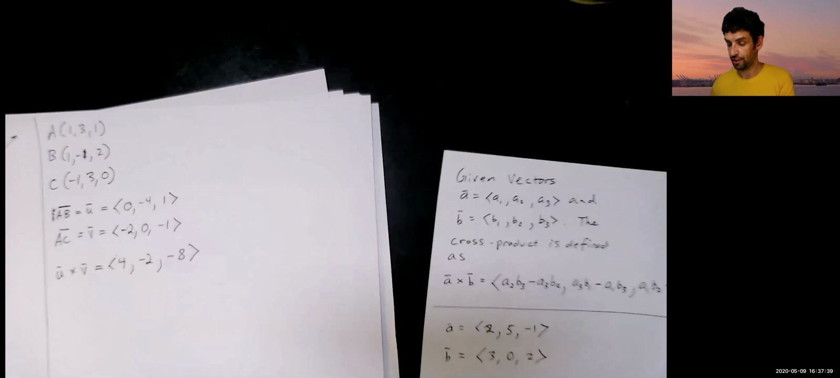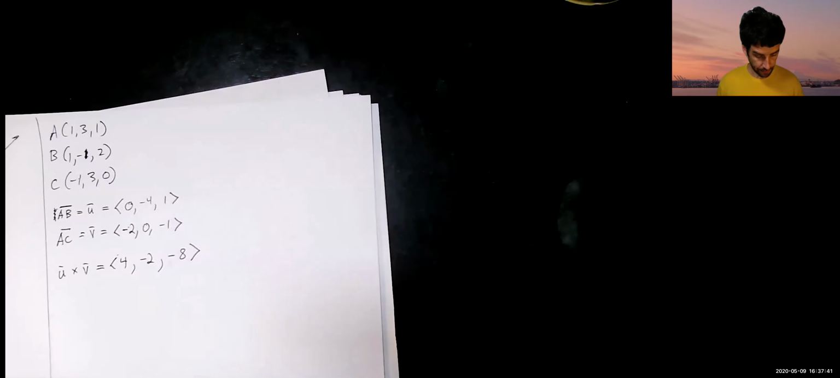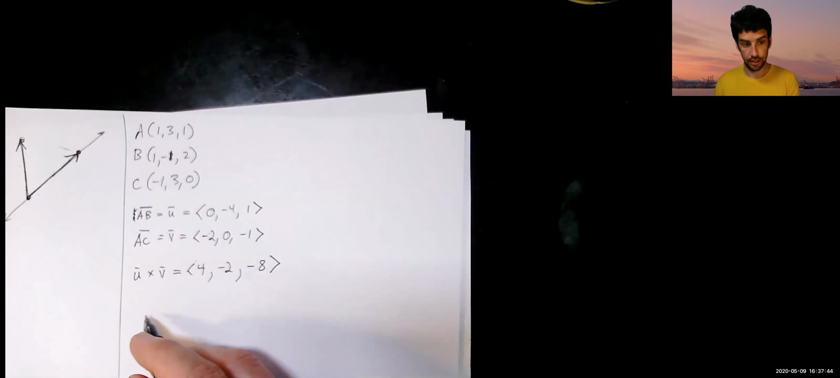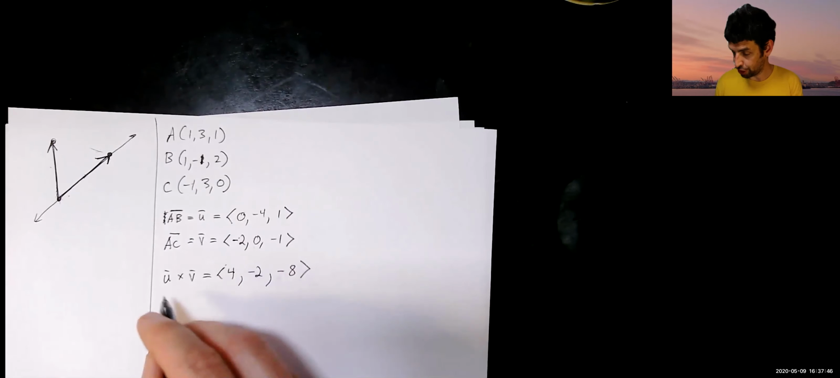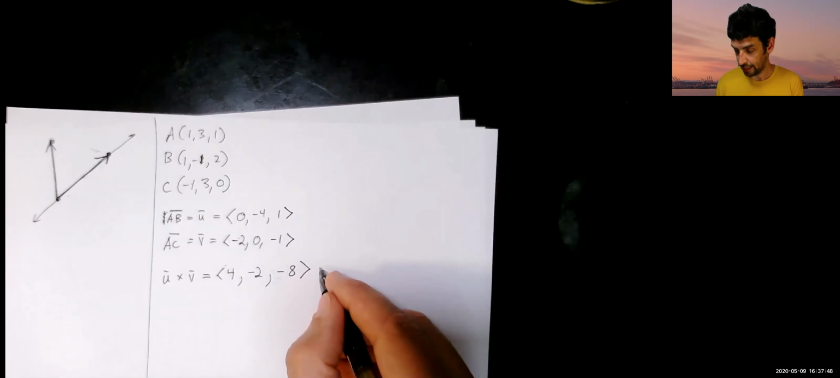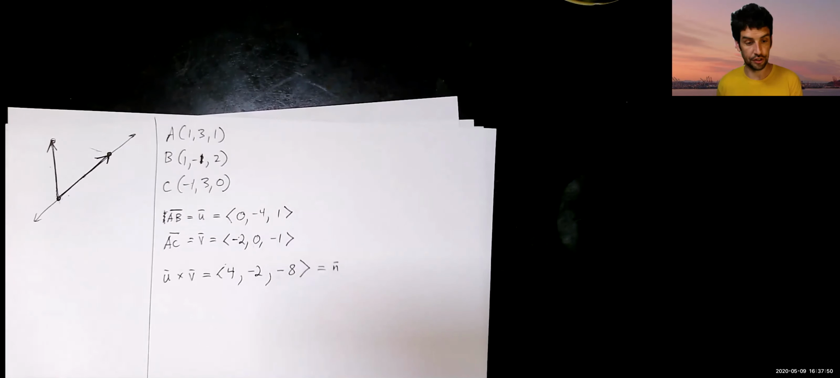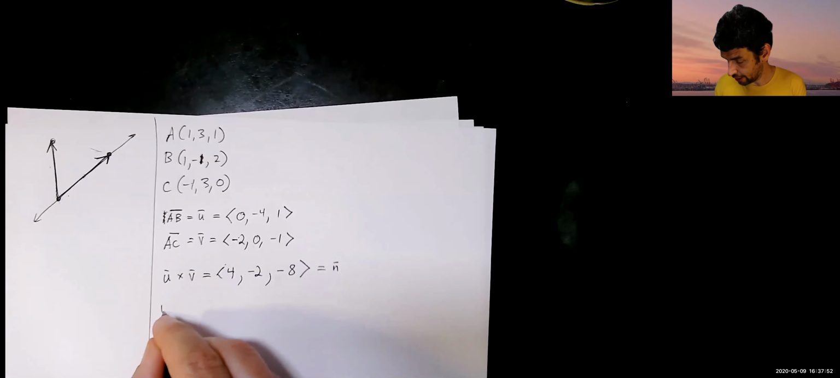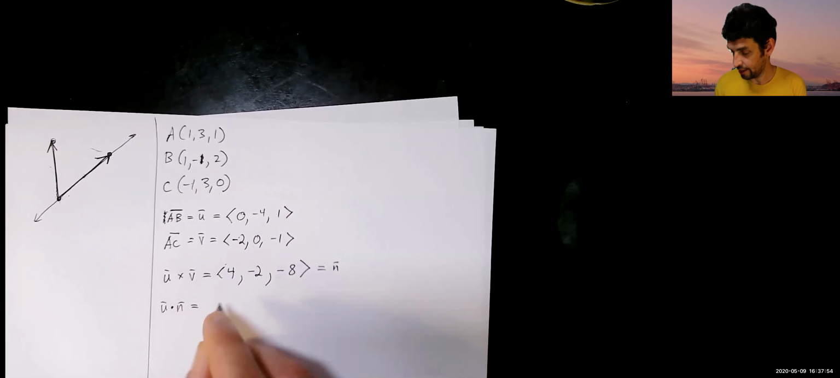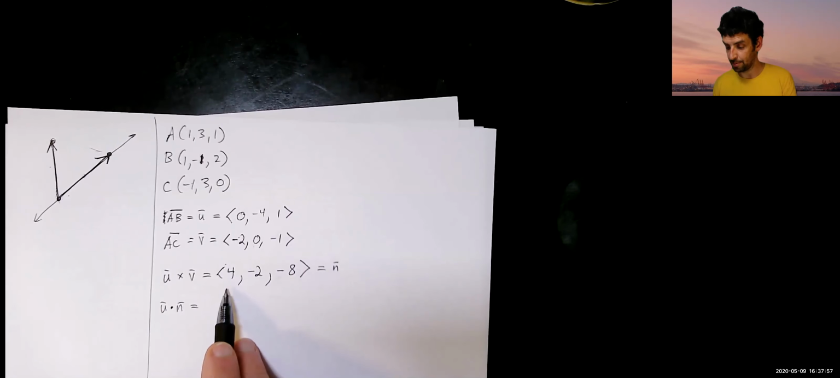So there is our cross product. Like before, let's just do a little double check. I'm just going to call this vector n, just for notation. Let's take u dot n and see what we get. We expect it to be perpendicular.